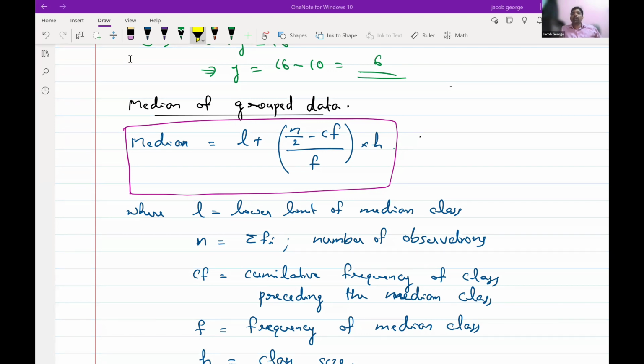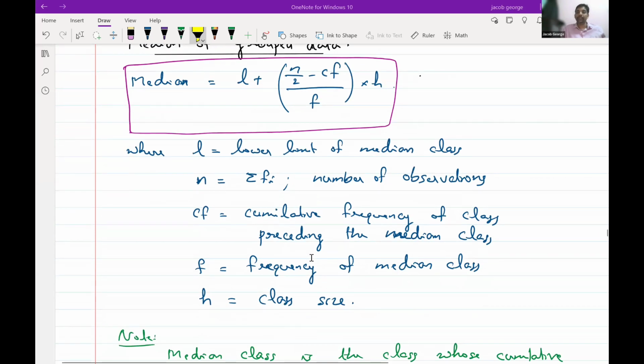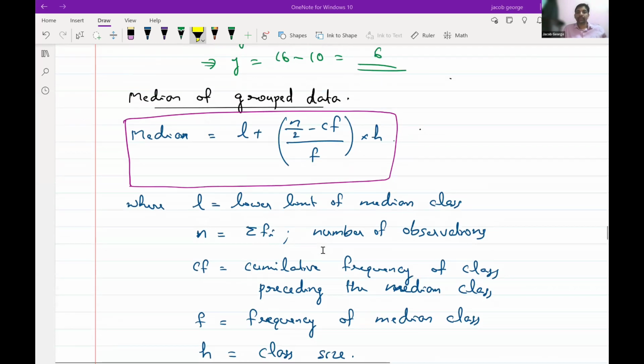Where L is the lower limit of the median class. N is equal to sigma Fi, the number of observations. CF is the cumulative frequency of the class preceding the median class; in a sum, I will explain how to calculate cumulative frequency. F is the frequency of the median class, and H is the class size. So, okay, now just to study the median formula, I will explain in a sum how to find out all these things. Median formula, everybody studied?